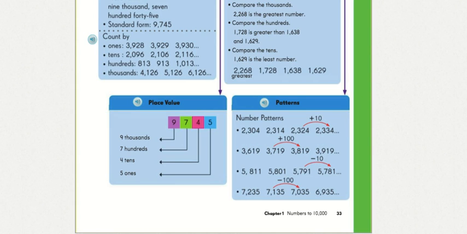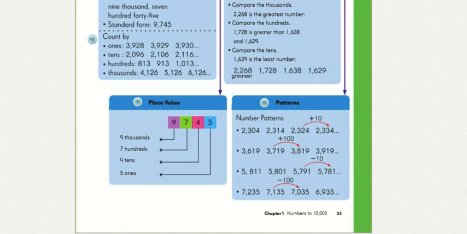Now let's look at the pattern in this set. I see a pattern. I see a 19 and a 19 and a 19 and a 19. I see a pattern in the thousands, 3, 3, 3, 3, staying the same. But now let's look at the hundreds. There's a 6, then a 7, then an 8, then a 9. That's where the change is. The pattern is it's increasing by 100 each time. 5,811.